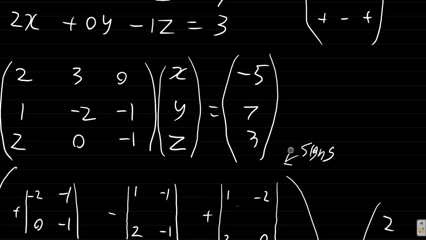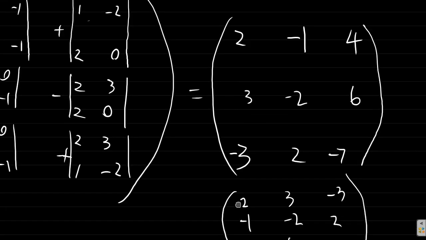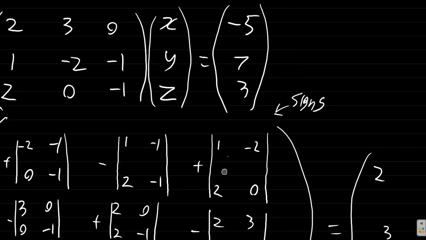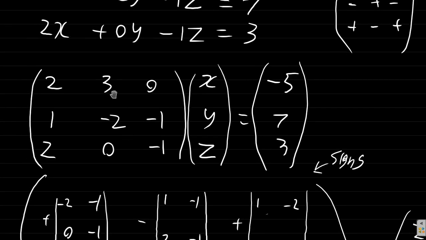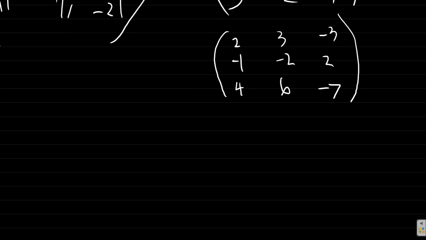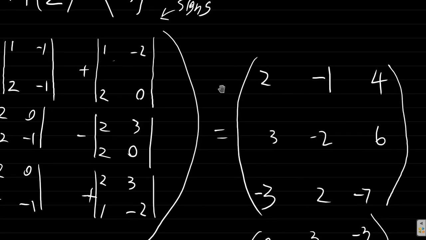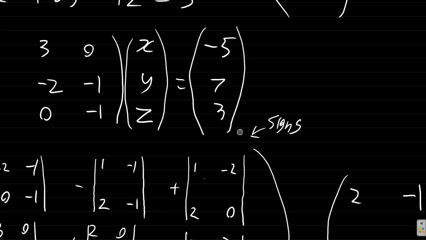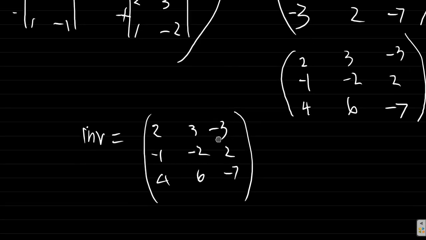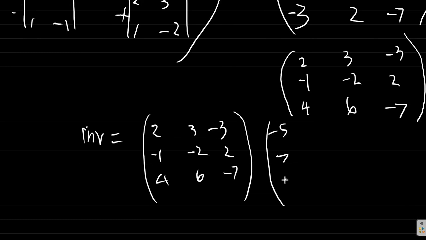Alright, so we have that. Now, the inverse of this is when you have 1 over the determinant times the transpose of the matrix of cofactors. But what that means is that the inverse would be 1 over 1 times this, which is this itself: 2, 3, negative 3, negative 1, negative 2, 2, 4, 6, negative 7. That matrix itself, because when you multiply by 1 over the determinant, we're really multiplying by 1 over 1. Right? We're going to multiply it by negative 5, 7, 3. So this times negative 5, 7, 3. And that will give us our x, y, z. Alright?